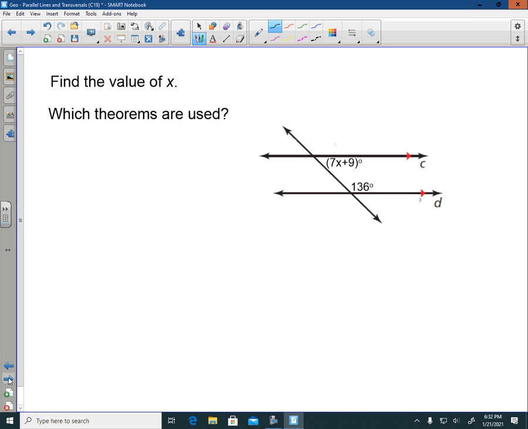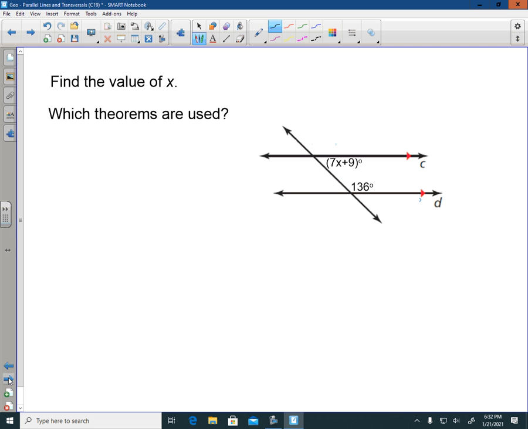All right, here we go, one more. Find the value of x, which theorems are used? Okay, so step one, recognize the relationships that you have in the figure. First of all, C and D are parallel, good sign. There's also a transversal, another good sign. We know what happens with parallel lines and transversals. Now, what kind of angles are we given the angle measures of?